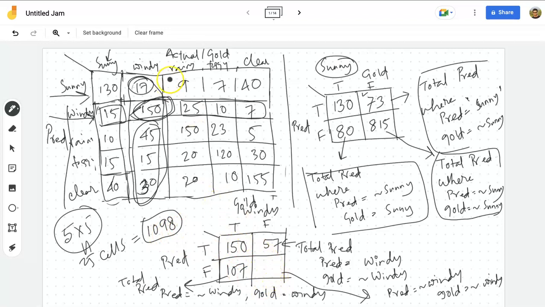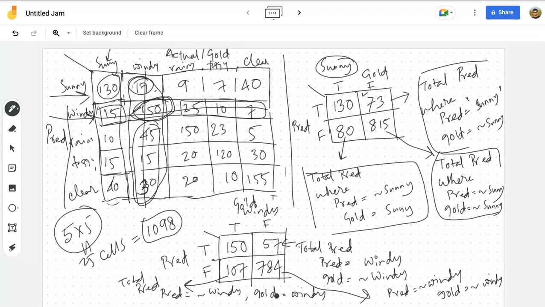Or else, if you just want to calculate it, you need to sum up all of these except the first row, sorry, except the second row and the second column, or you can just subtract from this 180. So it will be 780. I hope this is clear. So that is how to calculate the individual confusion matrix for individual weathers.